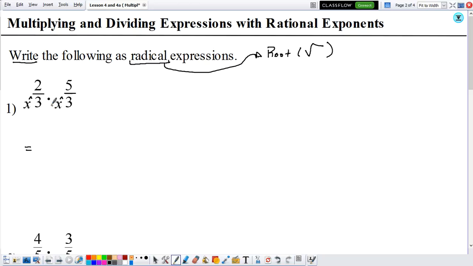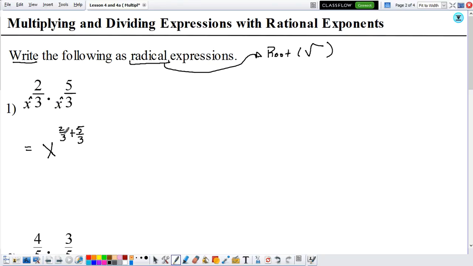Notice that we're multiplying here. And when we multiply and they have the same base, I can add the exponents. So x to the 2/3 times x to the 5/3 is the same as x to the 2/3 plus 5/3, because that's what the rule of exponents is. If you have the same base, which we do, and you're multiplying, you add the exponents.